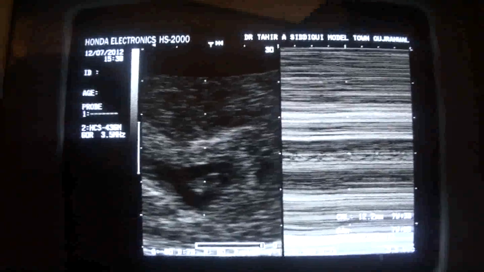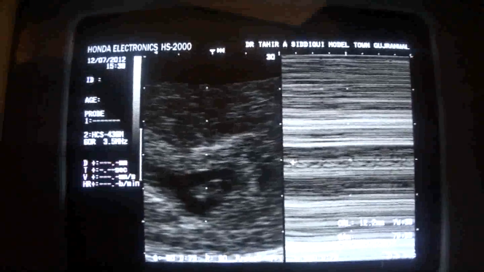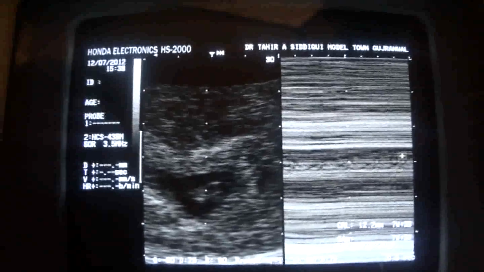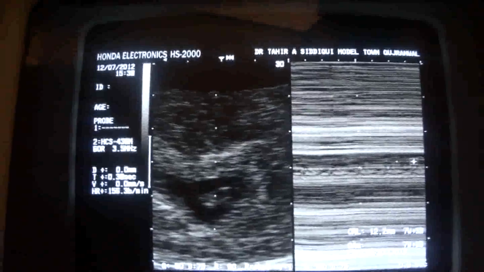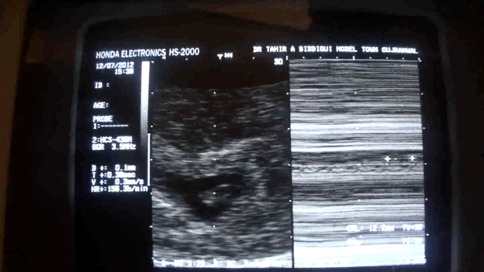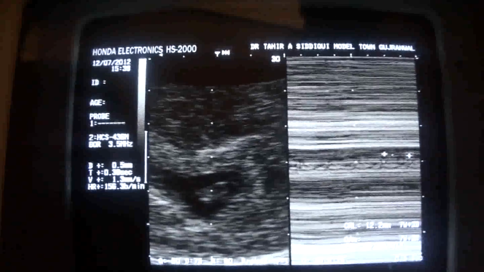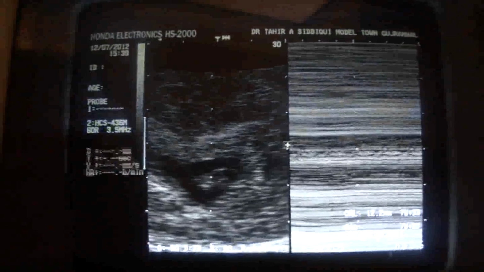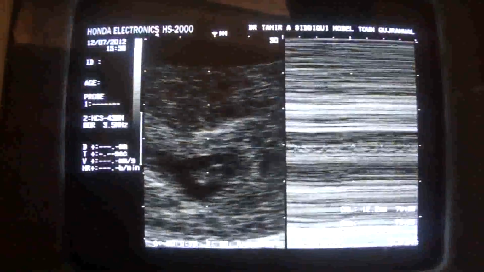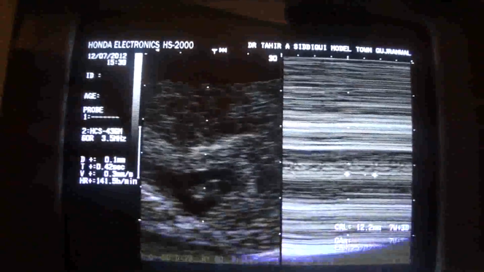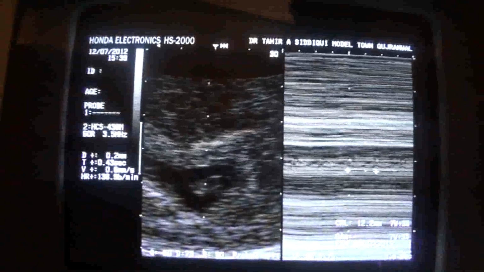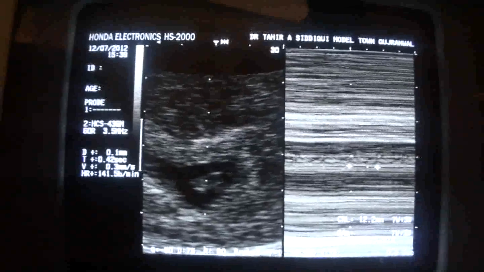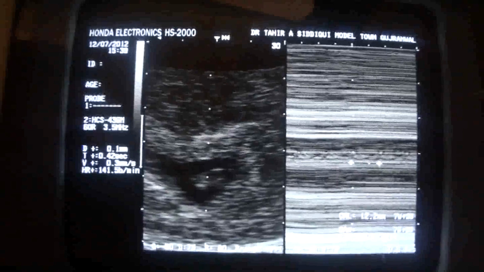Now this is the cardiac flicker. This waveform is that of the fetal cardiac activity, which is 156 to 141 beats per minute with a regular waveform. You see that the waveform is regular.